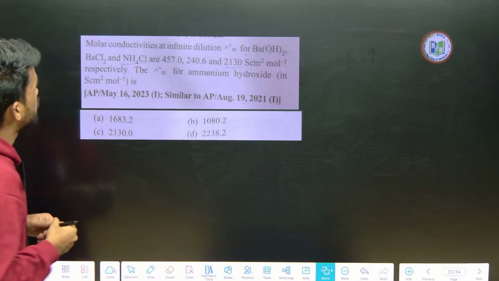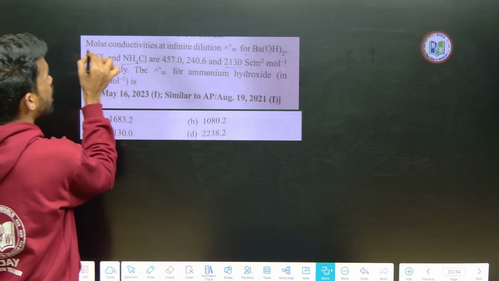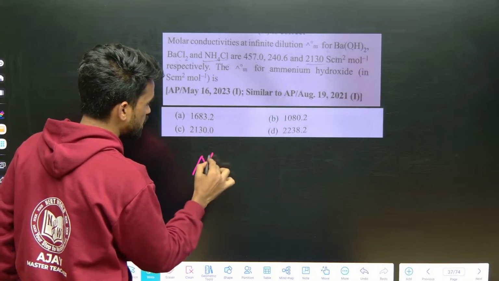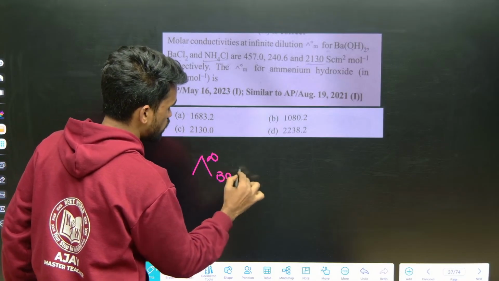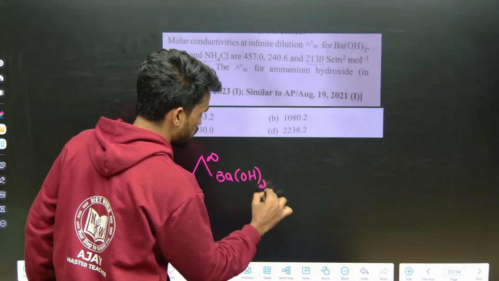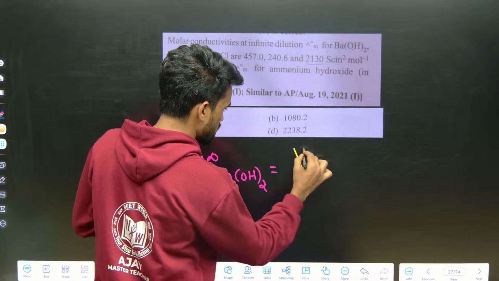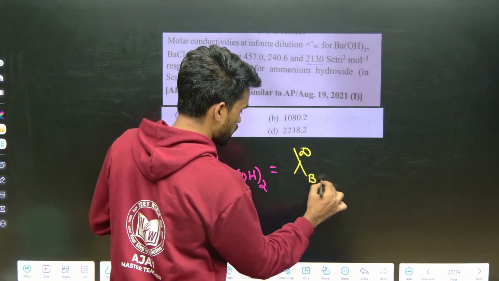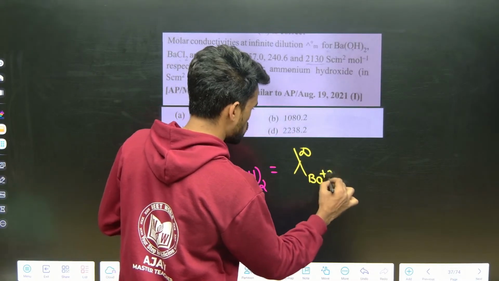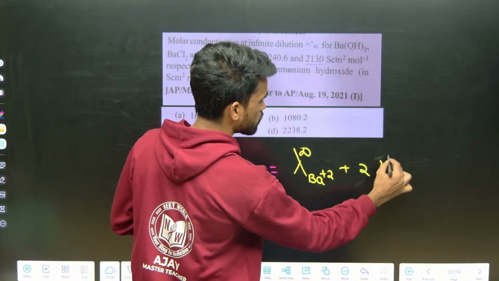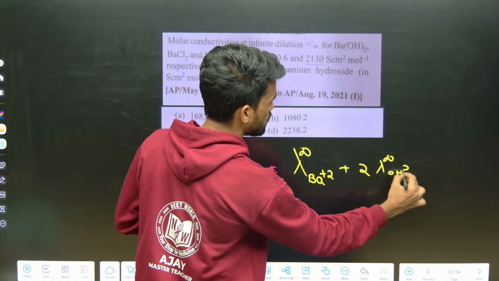Be careful whenever they ask for molar conductivity. For example, if I am saying molar conductivity of Ba(OH)2, it will be written in this manner. Be careful, you should write it in this manner: the ionic conductance, the limiting molar conductance of barium 2 plus ion, plus there are 2 ions now, so 2 times OH minus. Like this we need to write.